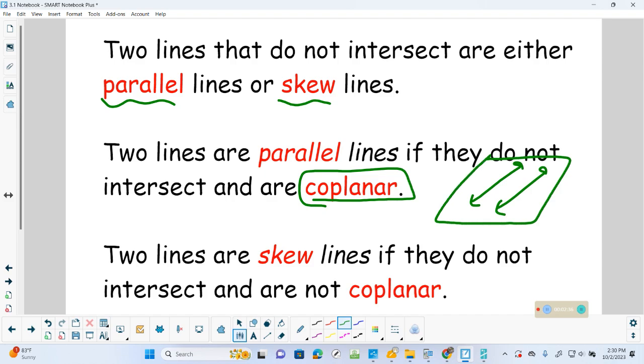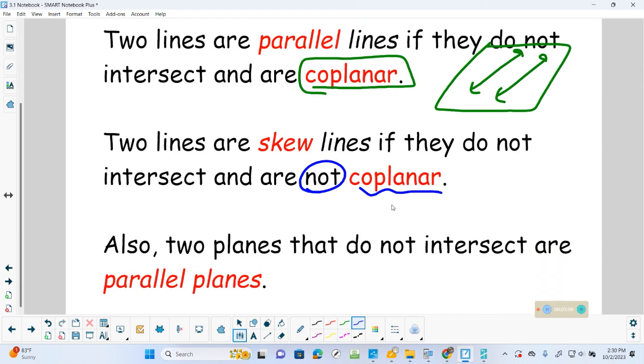Now, skew lines. Skew lines do not intersect, and they are not coplanar. So I'm going to show you a picture, or we're going to look at some pictures of skew lines. So basically, parallel, skew. They don't intersect, but they're in different planes. And then lastly, let me just scroll it down here to the very bottom. I need a bigger screen. Also, 2 planes that do not intersect are parallel planes.